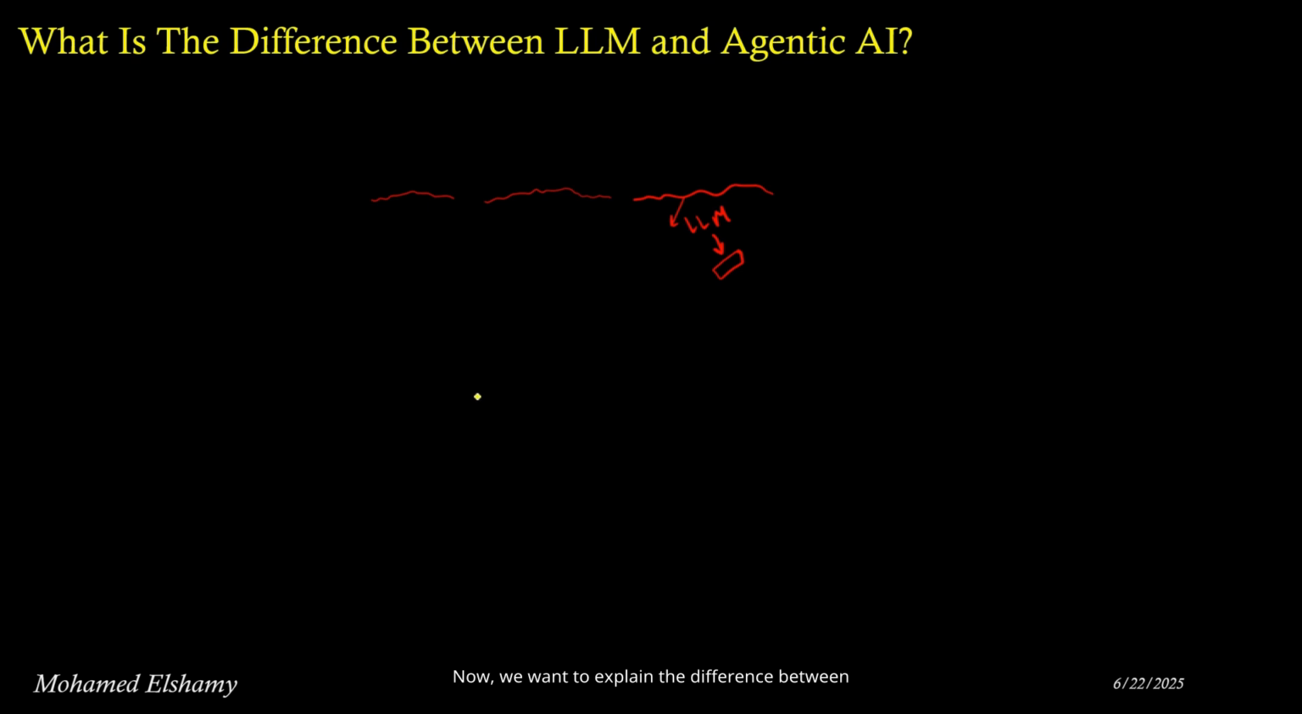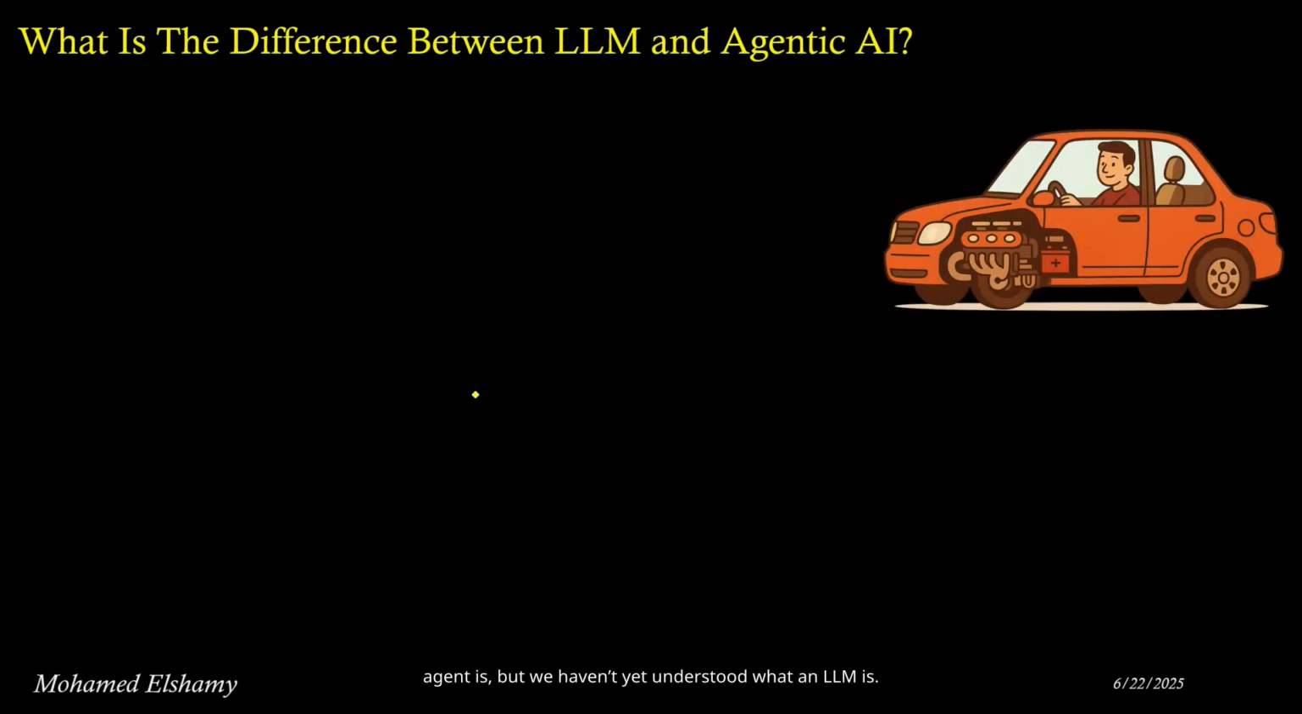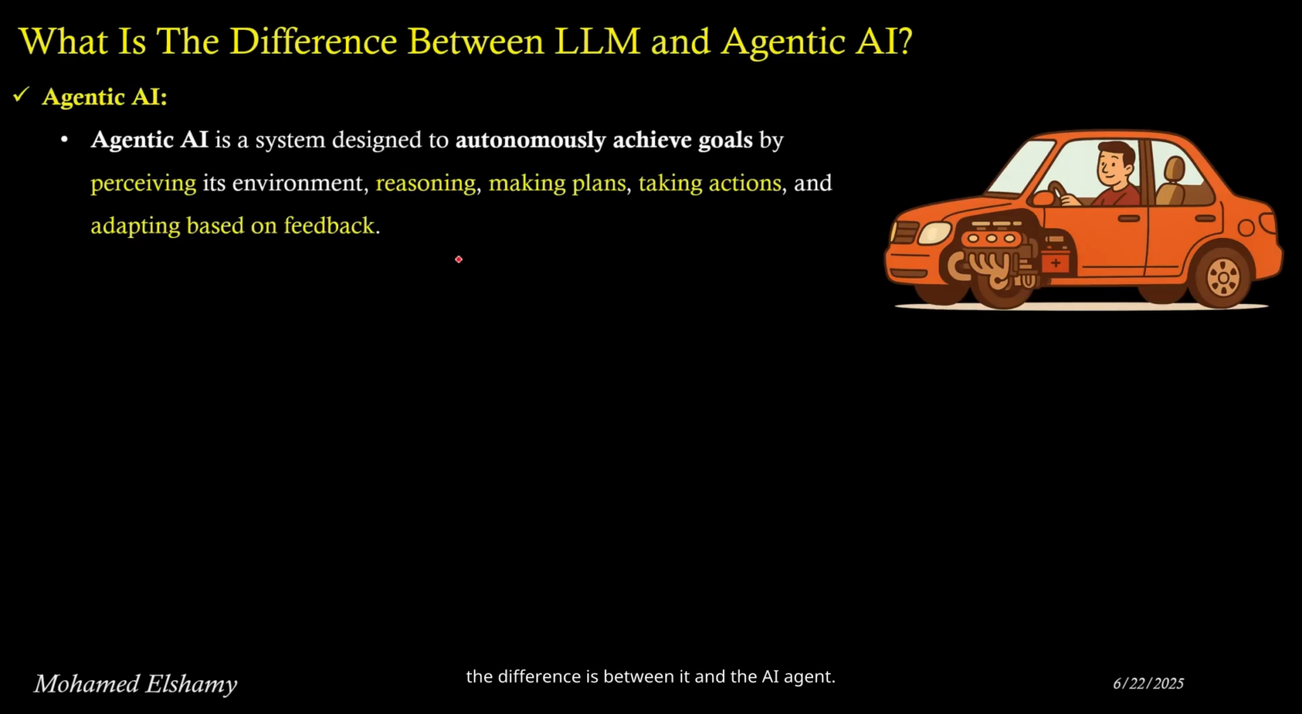Now, we want to explain the difference between LLM, large language models, and agentic AI. From the previous examples, we understood what an AI agent is, but we haven't yet understood what an LLM is. So, in this series, we want to distinguish between them. First, we'll define what an AI agent is, okay? And after that, we'll explain what an LLM is, and what the difference is between it and the AI agent.